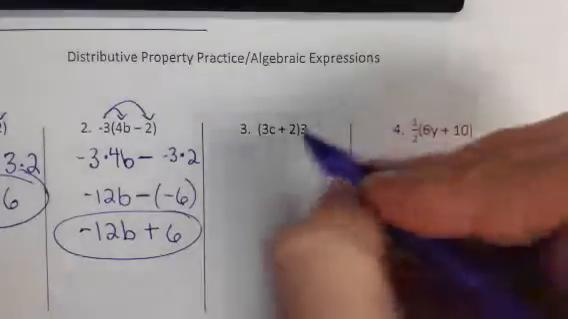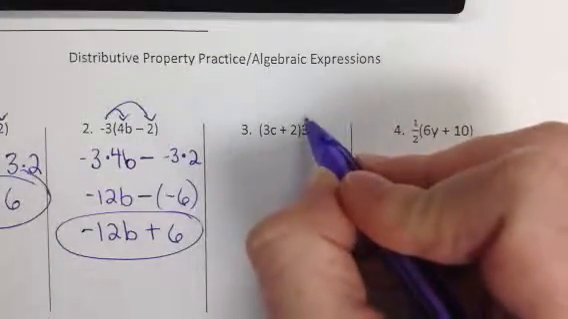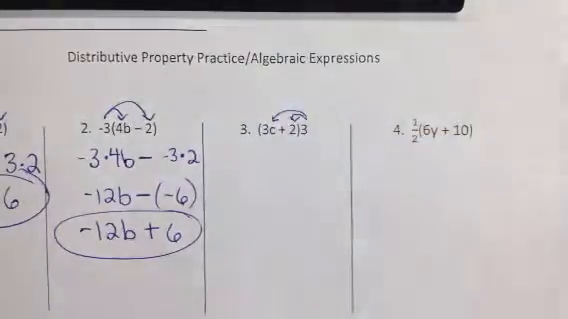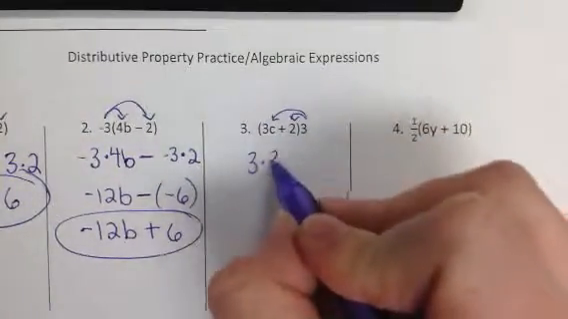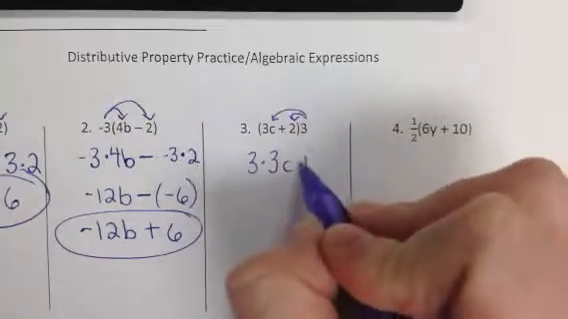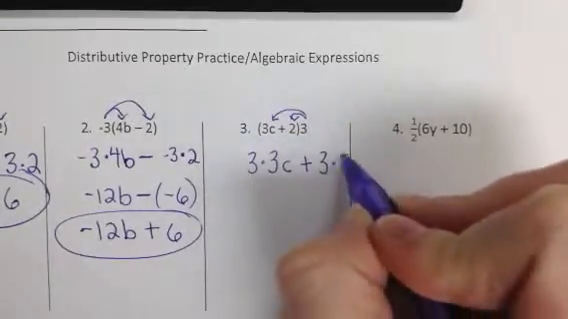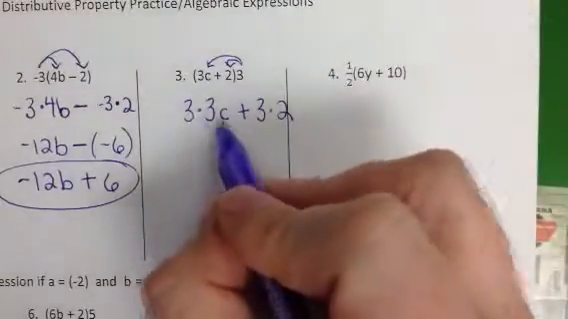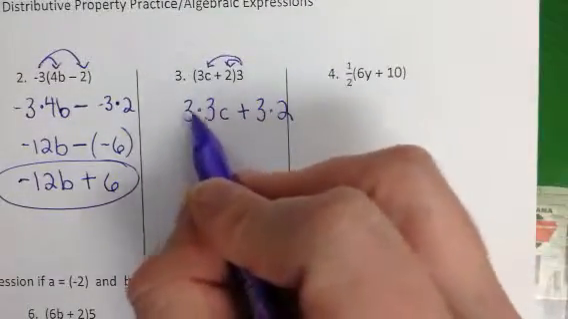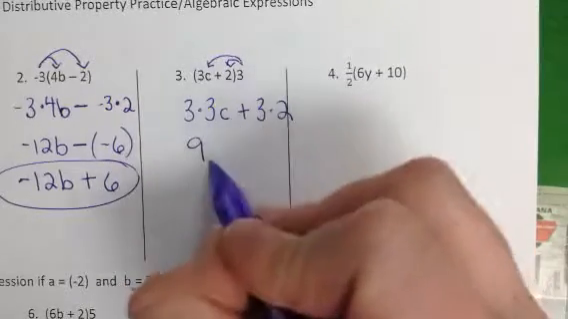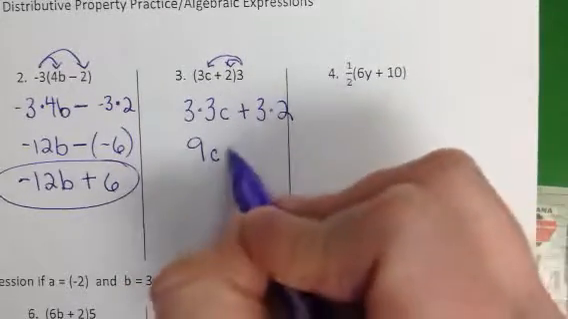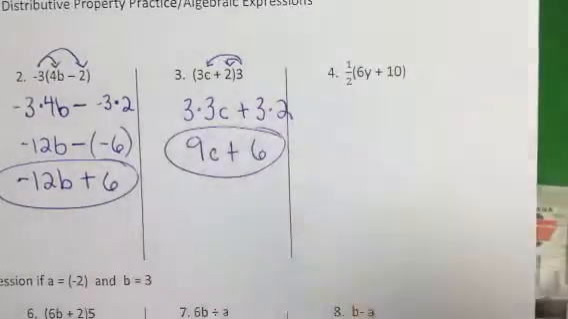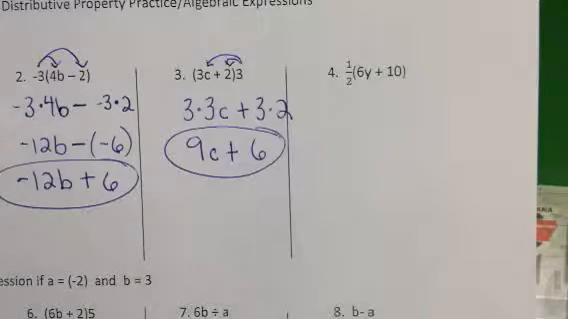Number 3, I'm going to distribute this 3 to both terms. So 3 times 3C plus 3 times 2. They have a plus, I keep the plus. 3 times 2. Okay, right here, I multiply 3 times 3 to get 9. Bring down the C. They have a plus, I keep the plus. 3 times 2 is 6. So 9C plus 6.